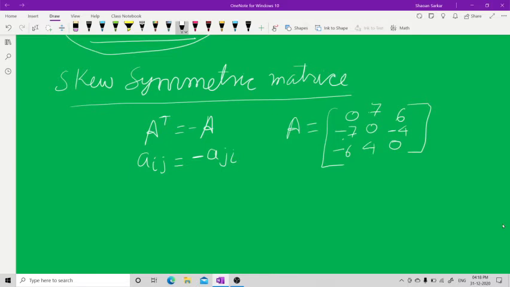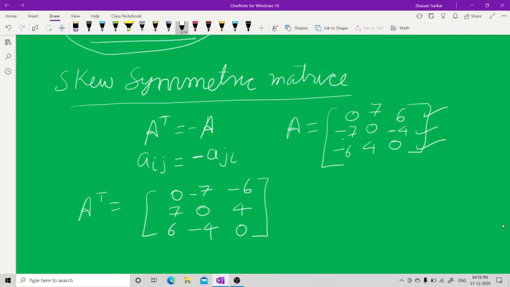Take the transpose. I'll tell you why these zeros are coming in the principal diagonal. Wait a minute. A transpose is equal to 0, 7, 6. This row has become a column. Now this row will become a column: 7, minus 7, 0, minus 4. Then this will become minus 6, 4, 0.